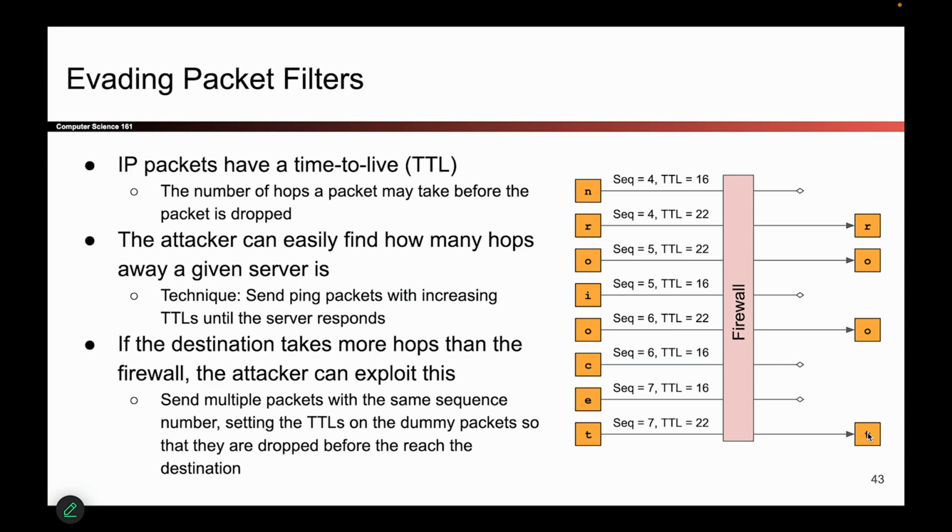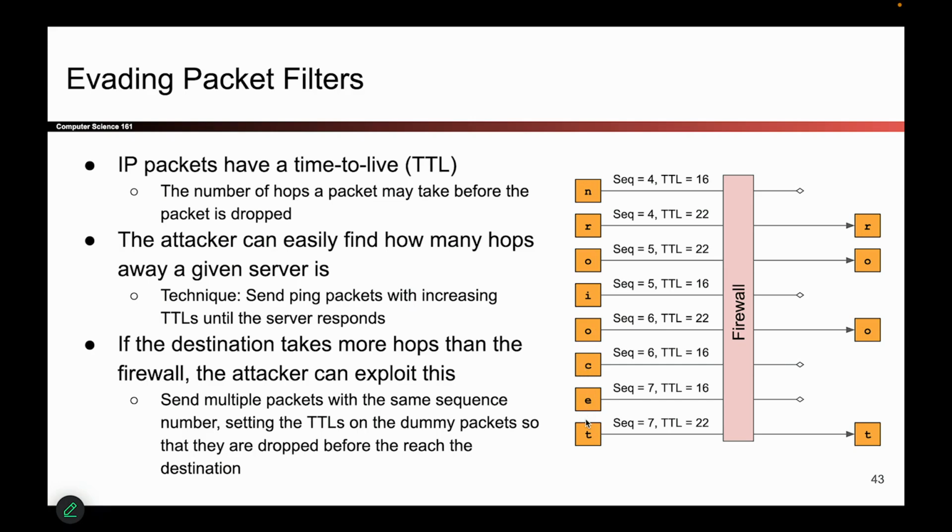So we've exploited the TTL field so that the firewall receives all 8 of these letters, but the server only receives 4. The server only received the R, O, O, and T with sequence numbers 4, 5, 6, 7. It reconstructs those to get root. However, think about what the firewall sees. The firewall sees 2 letters with number 4, both N and R. Then it sees 2 letters with number 5, and 2 letters with number 6, and 2 letters with number 7.